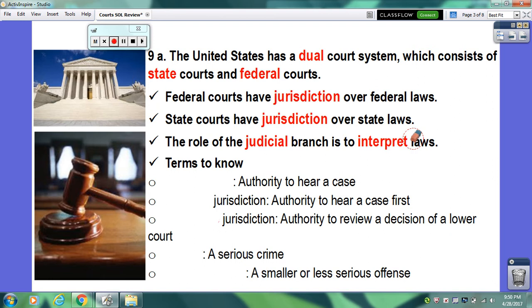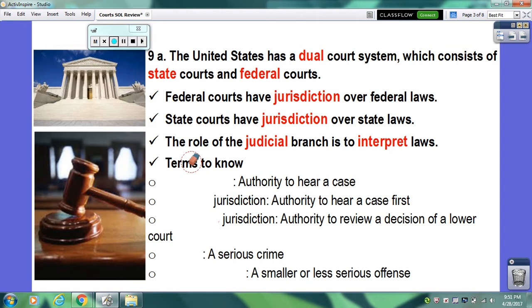So when we're talking about interpreting laws, it's not so much that we're translating from another language or translating a message, but we're trying to take the laws that currently exist on a federal or on a state level and apply them to the particular cases that are presented to a judge and a jury, or simply to a judge.